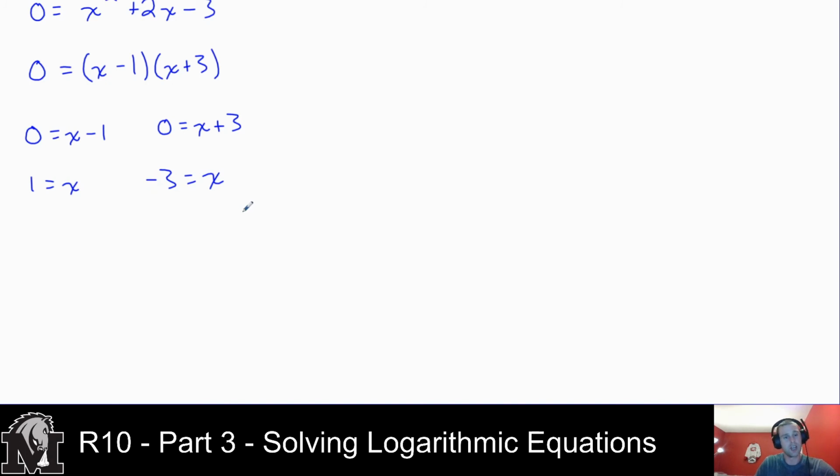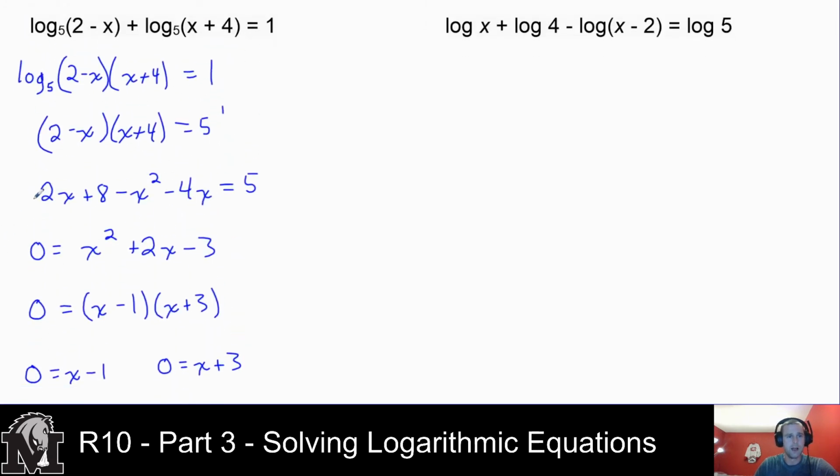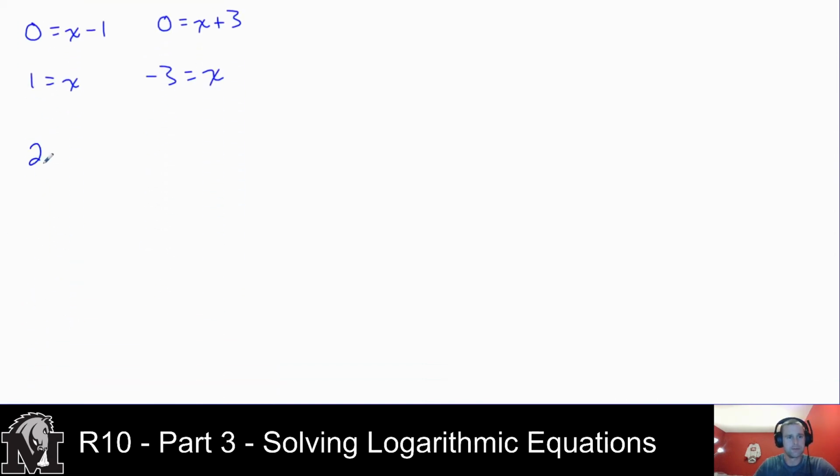Our last step, we need to check our solutions to see if they work with our arguments. So our arguments in this case are 2 minus x and x plus 4. So let's check 1 first. So 2 minus 1 is 1, so that's okay. And then x is equal to -3. Just because it's negative doesn't necessarily mean that we have to throw it away. Although I guess I should check the one on the other side first. 1 plus 4 is 5, so that's cool. We know this one works for sure.